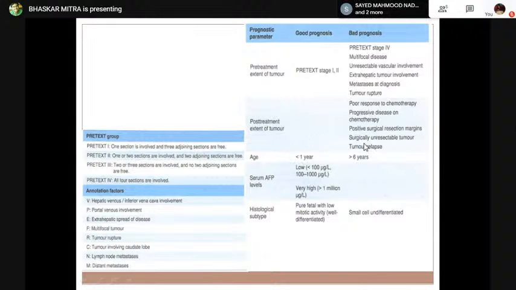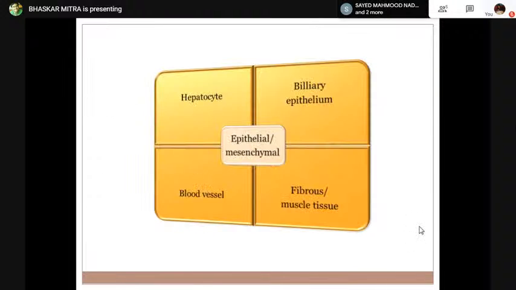Four more factors: age less than 1 year or more than 6 years, alpha-fetoprotein level low or very high, and histological type. Pure fetal type of hepatoblastoma with low mitotic activity, well differentiated type, has a better prognosis. Small cell undifferentiated, more blastomal like, definitely has a bad prognosis. On this ground, the extent of the tumor, morphology and other associated findings help to determine the prognosis of this. So now we have completed the hepatocytic part.